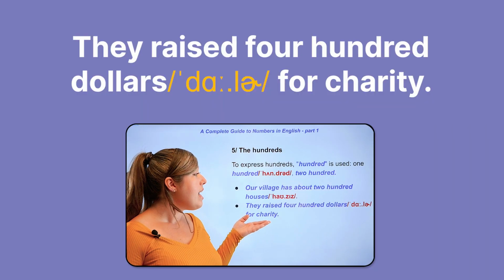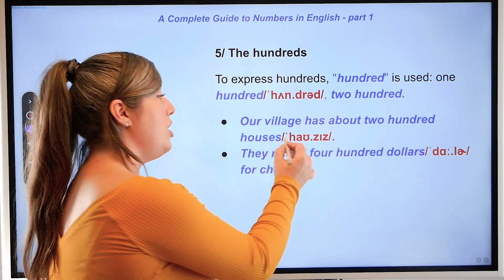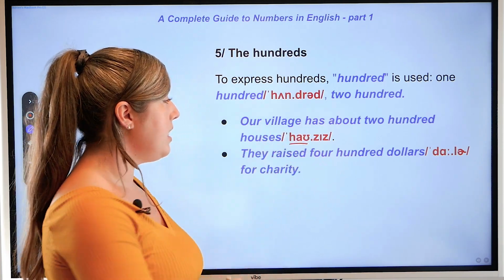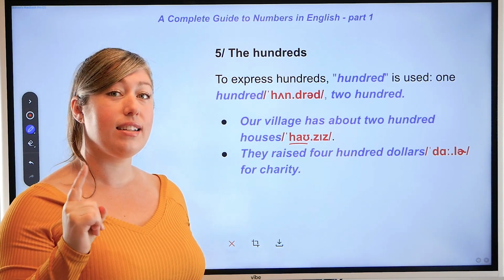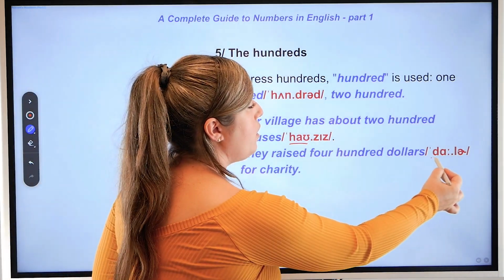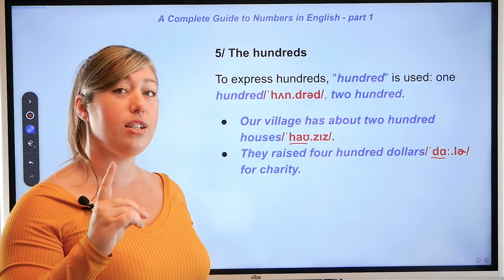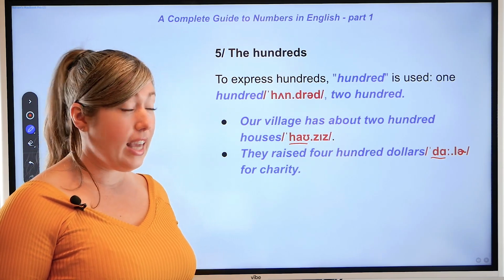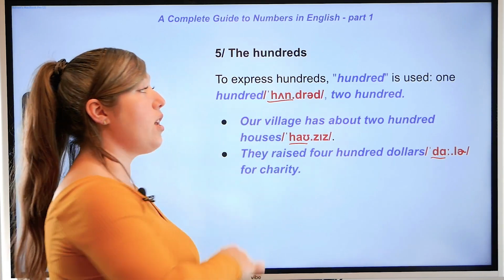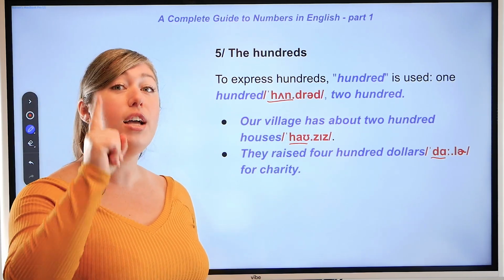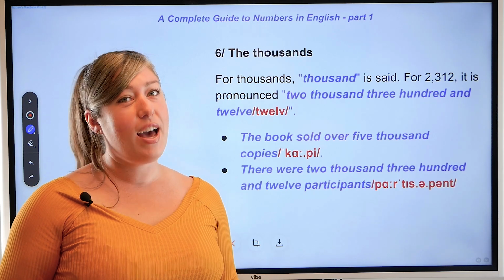Or, for example, they raised $400. Checking pronunciation, we have stress on the first syllable in houses, houses, and a stress on the first syllable in dollars, dollars. Even more importantly, when we're pronouncing this number correctly, there's also a stress on the first syllable, hundred, hundred. Now let's take a look at the thousands.